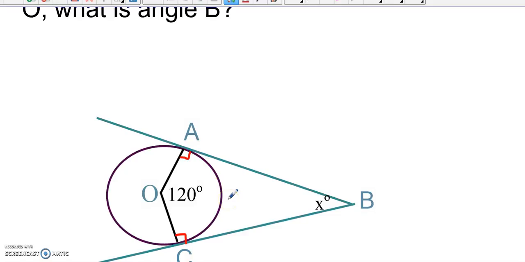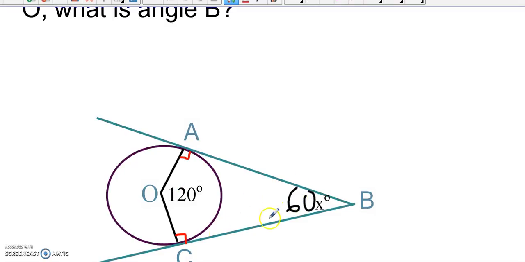So this is a four-sided quadrilateral. It ought to have 360 degrees in it. So if we take our 360 and we subtract out these three angles, you've got two 90s making 180 and 120, add all that together, you get 300, so X should be 60.